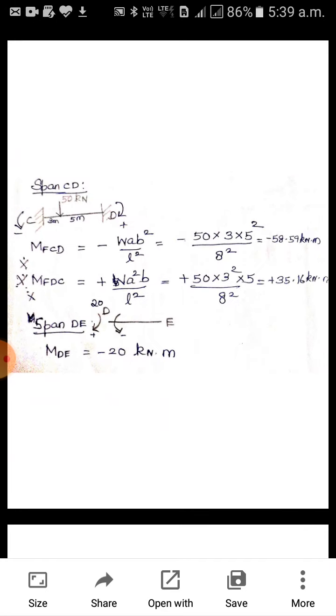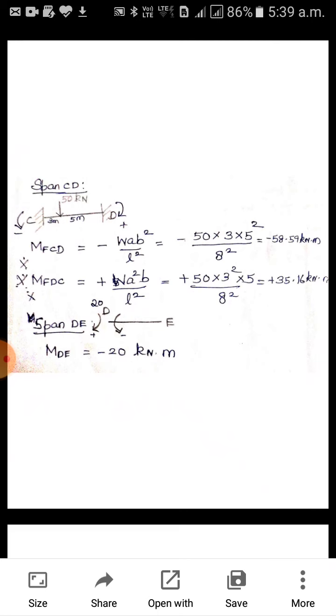For this particular case, that is an eccentric point load or not a central point load, you'll have different values for MFCD and MFDC, or MFAB and MFBA. The sign is going to change for all the cases, but here the value also will change. So remember that.